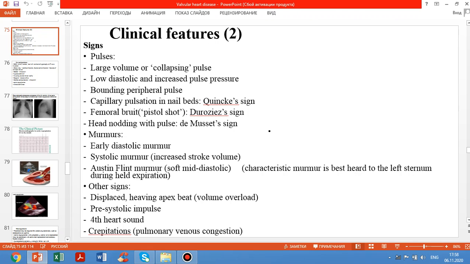The characteristic murmur is best heard at the left sternal edge during held expiration. Other signs: displaced apex beat, volume overload, presystolic impulse, a third heart sound, and crepitations if there is pulmonary venous congestion.